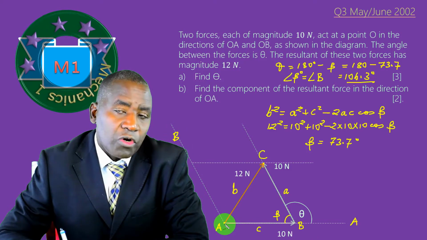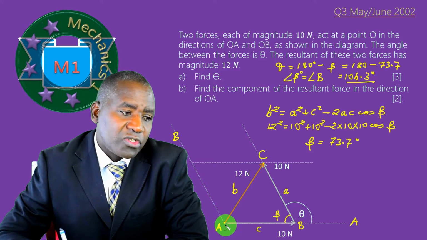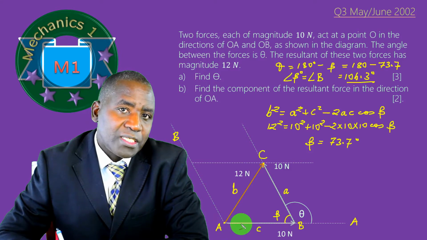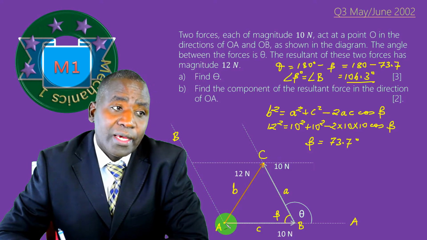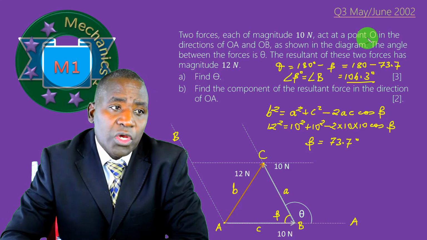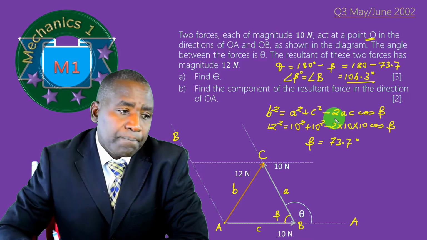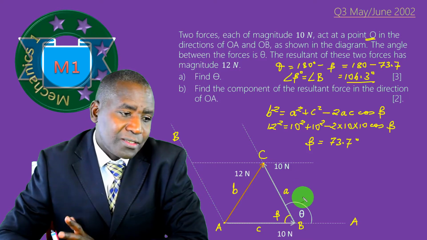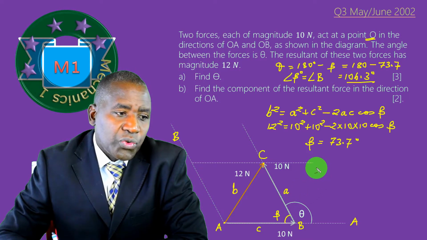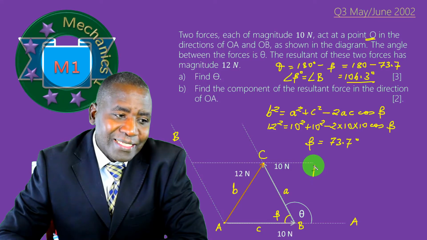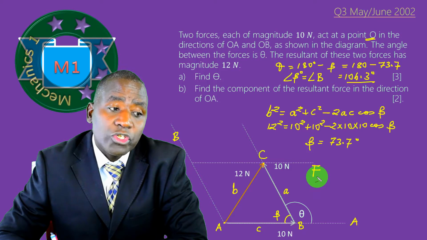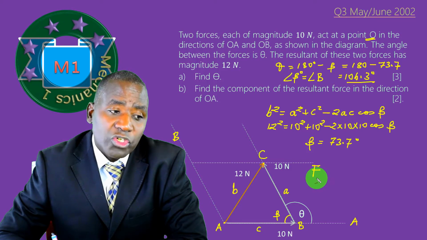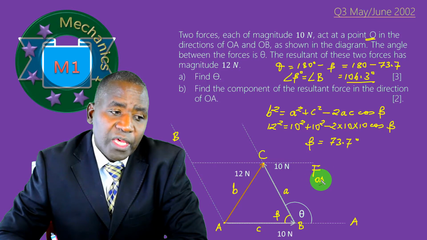Okay, there is a conflict of symbols here because I named this triangle to have the apex A, B, C, not considering that this point was originally referred to as point O. But I hope that is not confusing to you. So I want to find the resultant force, the component of the resultant in the direction X or in the direction OA.